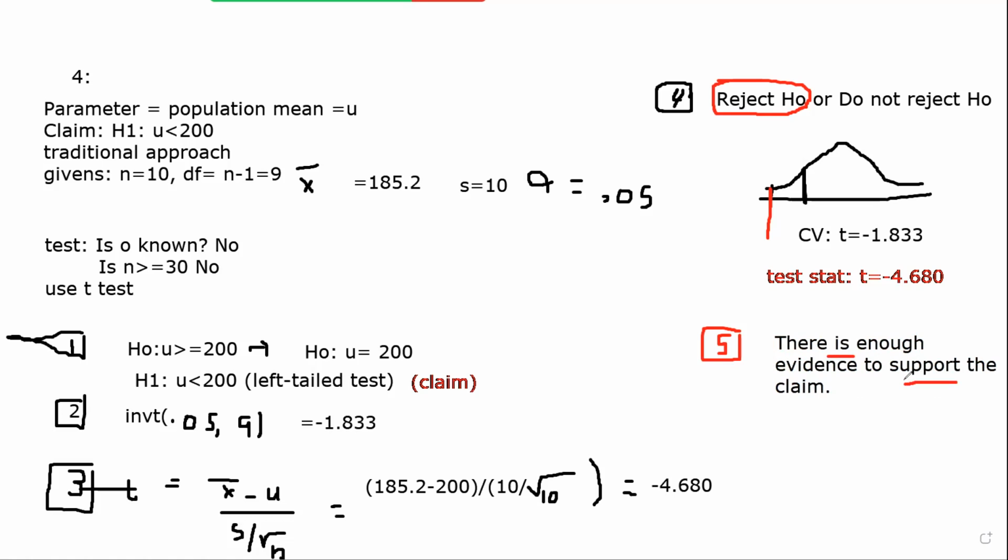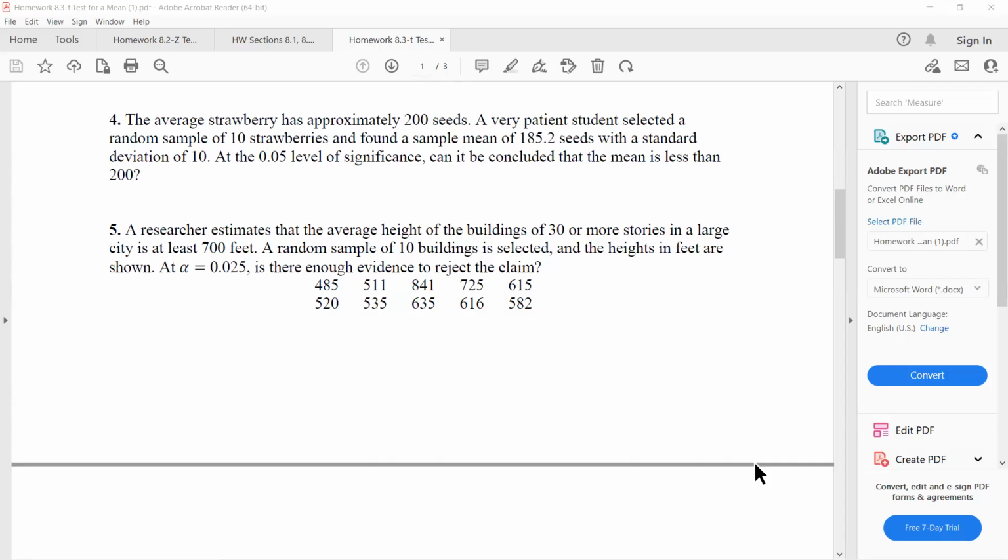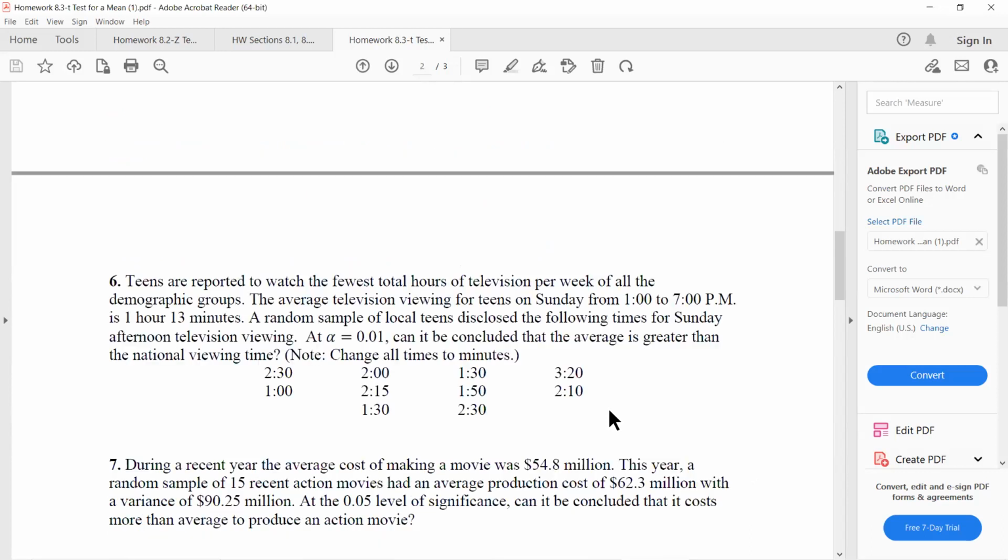Okay. Now, before we get too far into it, I want to do one with a p-value so that you see that. Just so you can see the difference to it. So I'm going to stop sharing this. Let's do, let's see. Let's do number... I want to find a p-value approach.